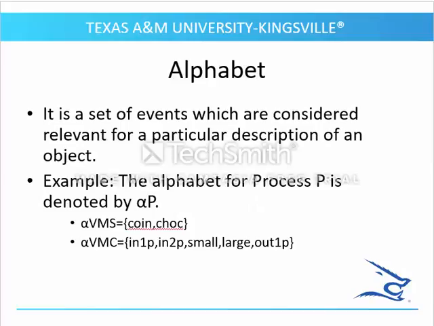Now, what are alphabets? It is a set of events which are considered relevant for a particular description of an object. The alphabet for the process P is denoted by the symbol alpha. For the simple vending machine, the alphabet is coin in and chocolate out. For a complex vending machine, the alphabet is insertion of first penny, insertion of second penny, small chocolate or cookie, large chocolate or cookie, and return of change.